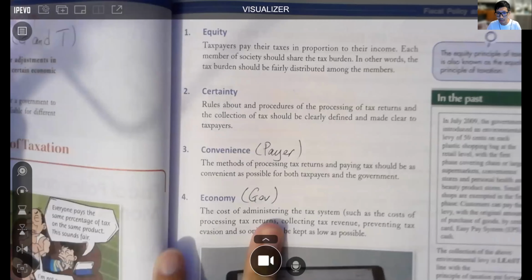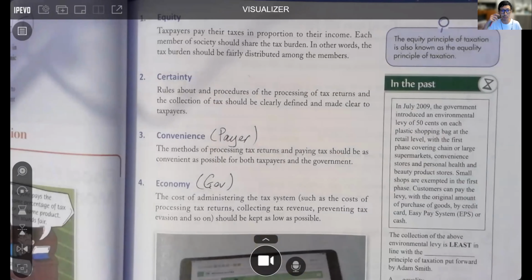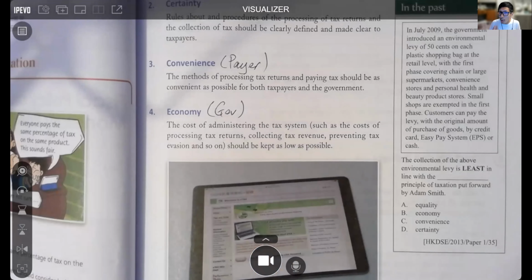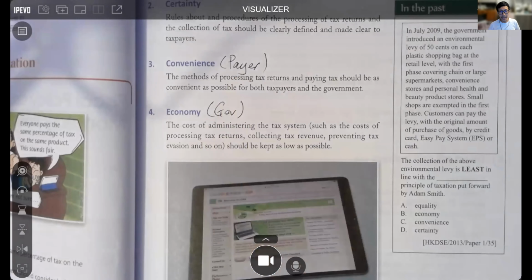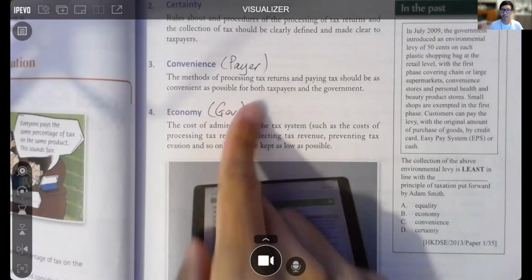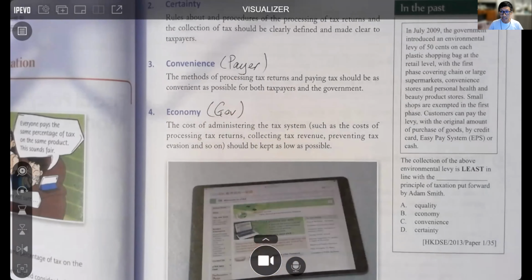Now let's look at the four principles. What are they? I suggest we look at it in descending order. Let's start with convenience and economy. In fact, they mean the same thing, only that the principle is talked about from two different perspectives. Sorry, my mic dropped. The first perspective is from the payer's perspective, which we call the principle of convenience. The method of paying tax and processing tax returns should be as convenient as possible, for both taxpayer and government. Simply put, it should be easy to do.